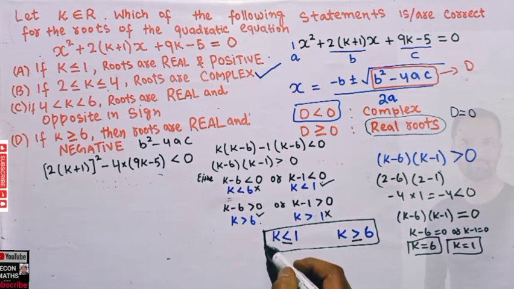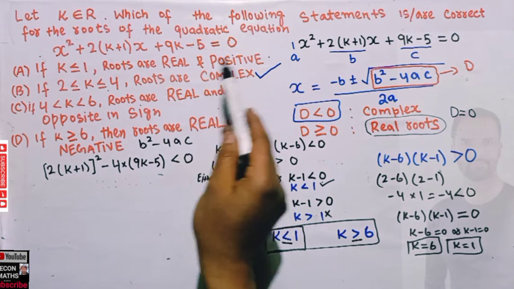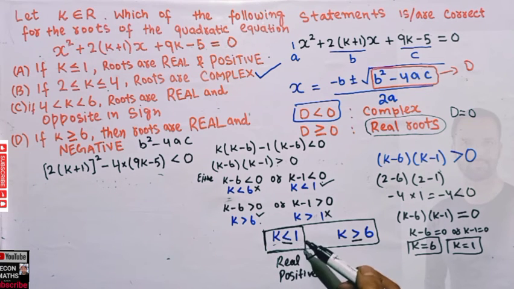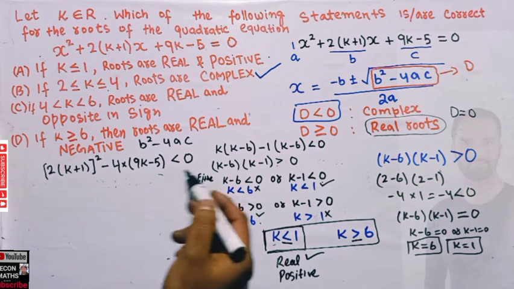This satisfies our condition in this case. But the question tells us the roots are positive. When k is less than or equal to 1, roots are real. Obviously, we got real roots. Yes, let us see whether they are positive or not. To check the positive, let us take k equal to 1. Since this condition is satisfied, let's take k equal to 1 in this equation.